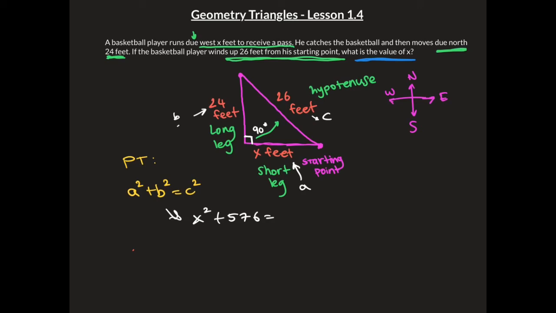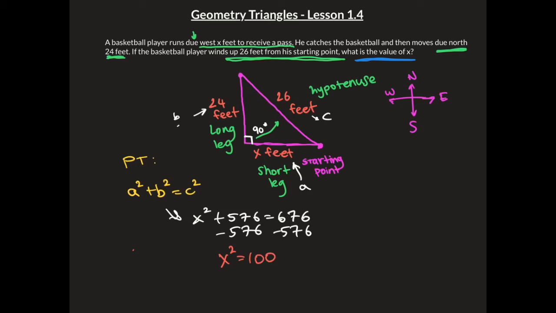So that means 26 times 26 is 676. Now let's combine like terms. We can't do anything about x squared currently, but we can subtract 576 from both sides, and now we have isolated x squared, which makes it so that we can solve it. Minus 576. So now we are left with x squared is equal to 676 minus 576. That's 100.